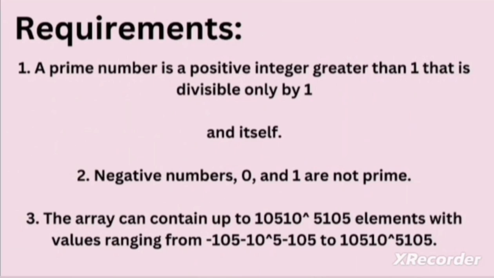Requirements for our program: a prime number is a positive integer greater than 1 that is divisible only by 1 and itself. Negative numbers, 0 and 1 are not prime. The array can contain up to 10^5 elements with values ranging from -10^5 to 10^5.